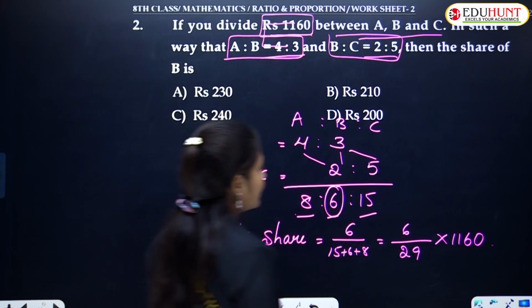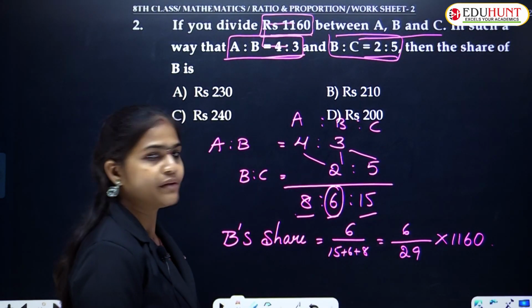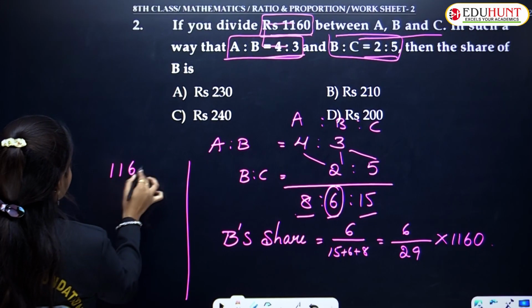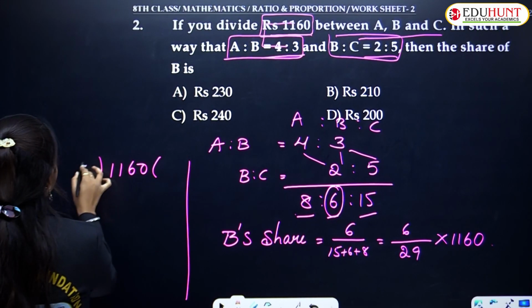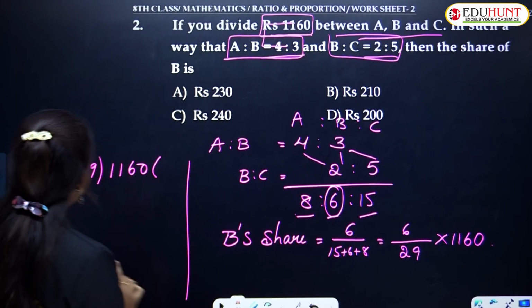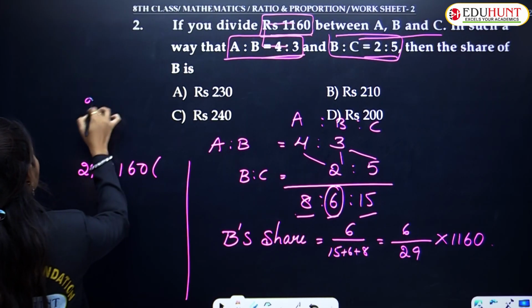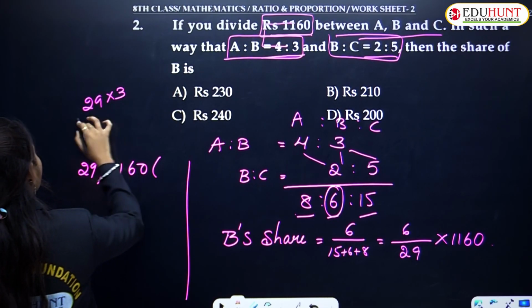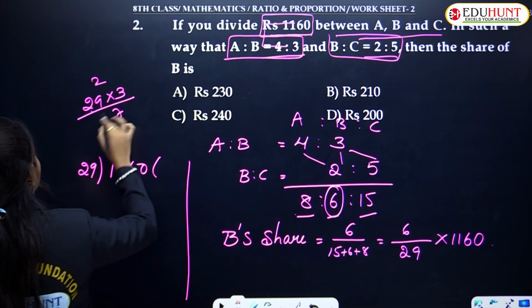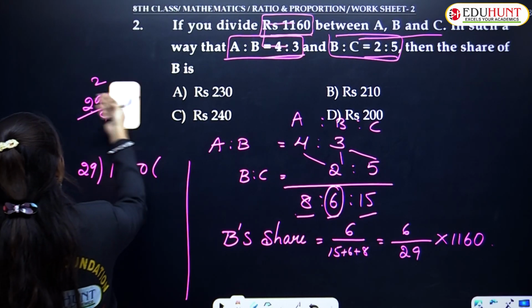So how much will you get here? 29 into how much is equal to 1160? Just check that. Divide that: 1160 divided by 29. Why? Because 29 is a prime number, no? So that's why directly we check whether this number is divisible by 29 or not. So 29 3s, how much will you get? 3 9s are 27, 3 2s are 6 plus 2, that is 87. So that is less. Still something is required here.